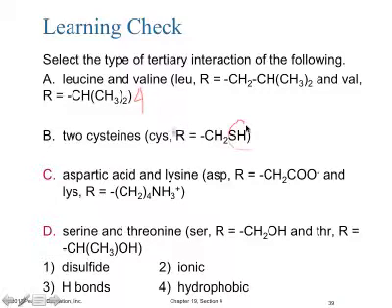Okay, got that SH, so it's going to be number 1, disulfide bonds. We've got aspartic acid with a negative on its carboxylic acid group, and we've got lysine with a positive on its amine group at the end. So we're going to have some ionic salt bridge interaction here, and then serine and threonine. You've got OH on your serine and OH on your threonine. So you're going to have some hydrogen bonding going on with those.